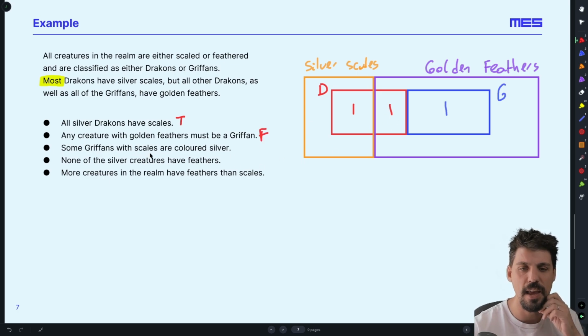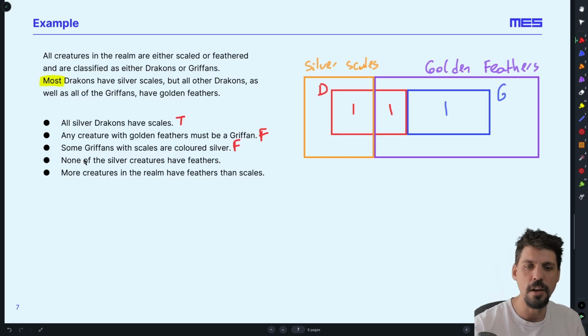Some griffins with scales are colored silver. Well, there are no griffins with scales, so that is false, automatically. None of the silver creatures have feathers. Right, so if they're silver, they have scales, so that one there is going to be true.